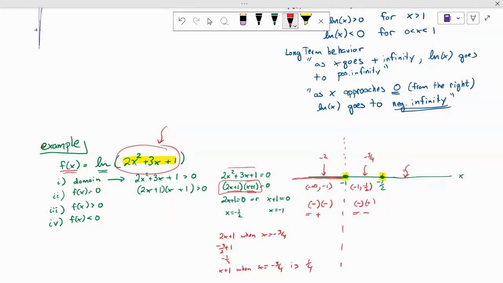And then let's say something greater than -1/2, like 0, that works. So the first factor would be positive 1, and the second factor is also positive 1.